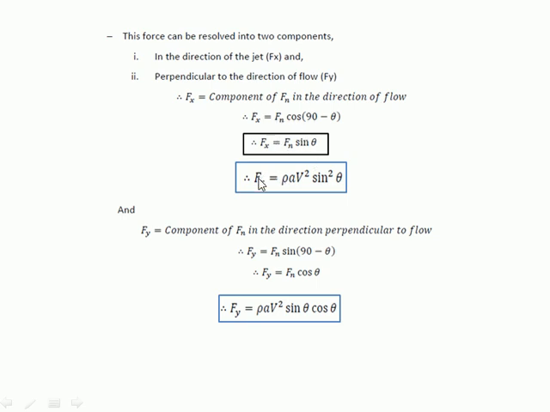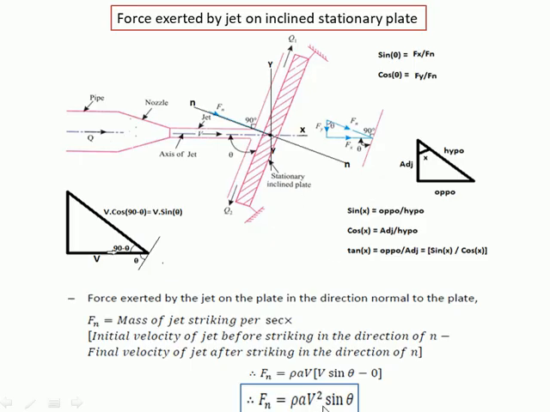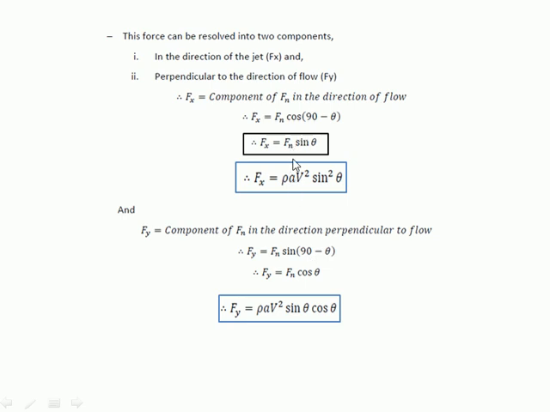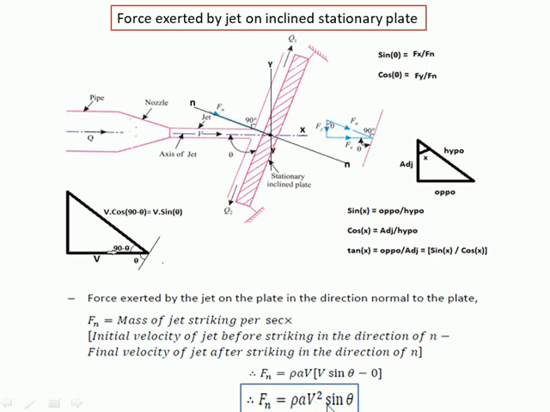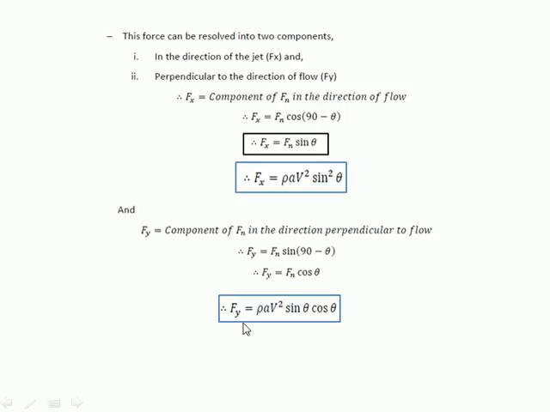So Fx is equal to Fn sin theta, and Fn is rho a v square sin theta. Put this value here: rho a v square sin theta into sin theta comes out to be sin square theta. So the final value of Fx is rho a v square sin square theta, and Fy is the component of Fn in the direction perpendicular to the flow. Therefore Fy is equal to Fn sin of 90 minus theta. That means sin of 90 minus theta is cos theta. Therefore Fy is equal to Fn cos theta. Put the value of Fn, that is rho a v square sin theta. So this Fy comes out to be rho a v square sin theta into cos theta.